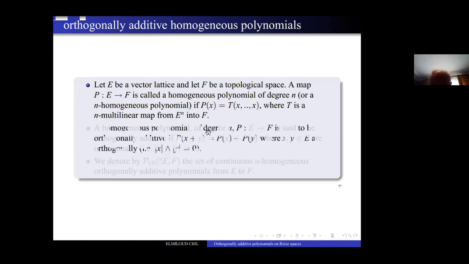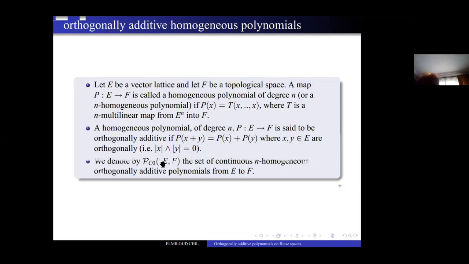And what is meant by orthogonally additive polynomials? It means that P(x + y) = P(x) + P(y) for every two disjoint elements x and y. We denote by P_c(^nE, F) the set of all continuous orthogonally additive polynomials.